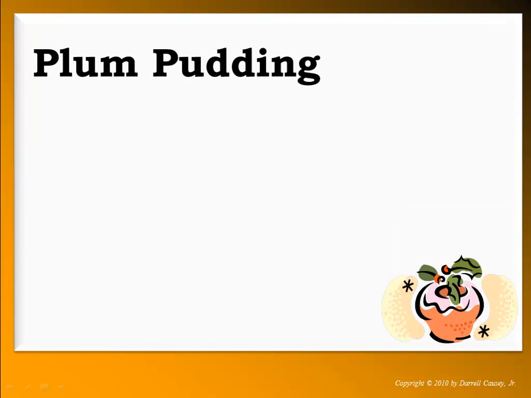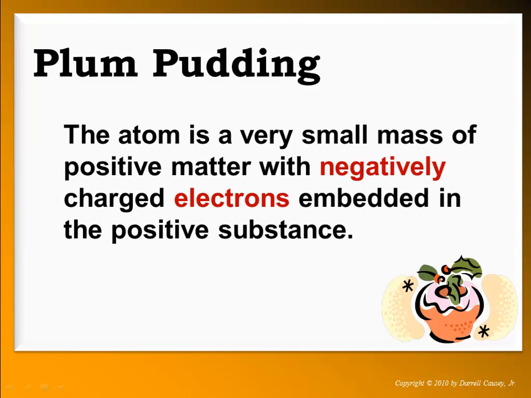So the Plum Pudding Model, as J.J. Thomson saw it, that there was this mass, this positive mass, that would be like the blob in plum pudding. And in this plum pudding were these embedded electrons in the positive material. And it would look like, or he thought it would look like, plum pudding.